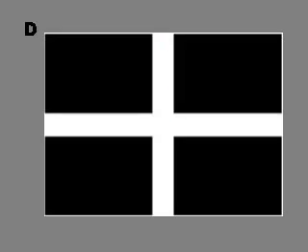This is a map of Cornwall in relation to the rest of Britain, and letter D is the Cornish flag. It is also known as the Cross of St. Piran. It represents the nation of Cornwall. They also have their own language, Cornish.